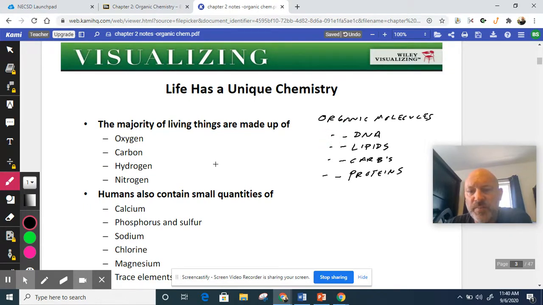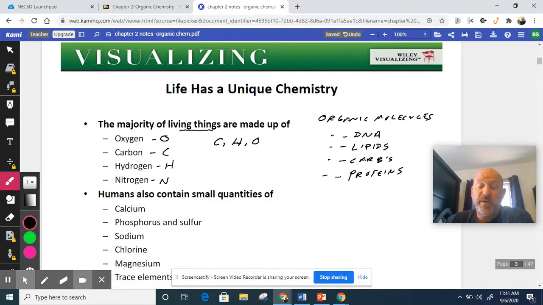we see that the atoms that are used to build these large organic molecules typically are carbon, oxygen, and hydrogen, and sometimes nitrogen. Nitrogen is found in the DNA and the proteins, not so much in lipids and carbohydrates. So organic molecules are molecules that are made by living things, found in living things, and they each contain carbon, hydrogen, and oxygen. Right? So this is kind of the definition of an organic molecule.